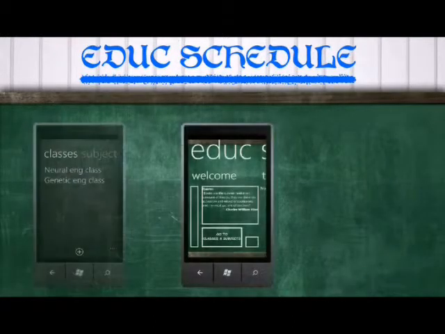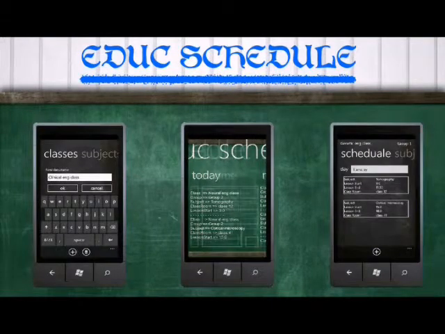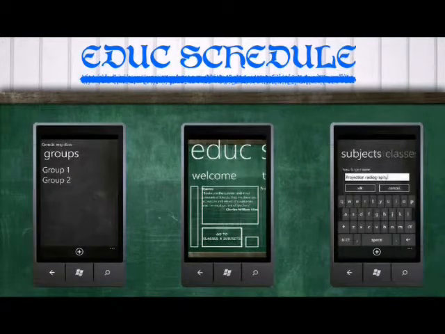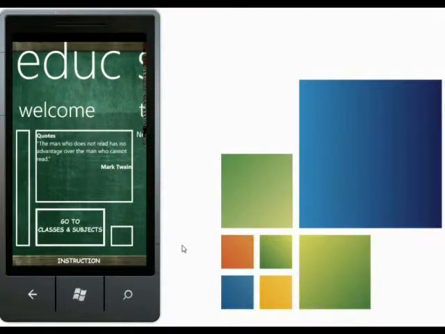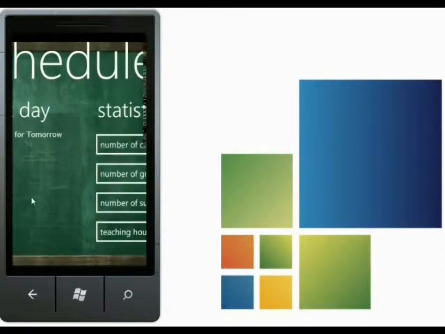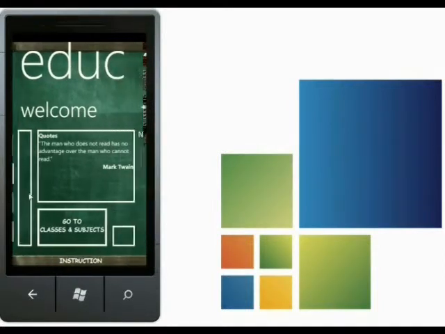But what makes EDUC Schedule a unique application is its main page panorama style, which gathers all the previously entered data and displays it in a smart and magnificent way. The main page of the app contains some codes, a link to the class and subject page and another one to the instruction page. We've got also today's schedule, the next day's schedule, and also some statistics about the number of classes, groups and subjects and the teaching hours per week.